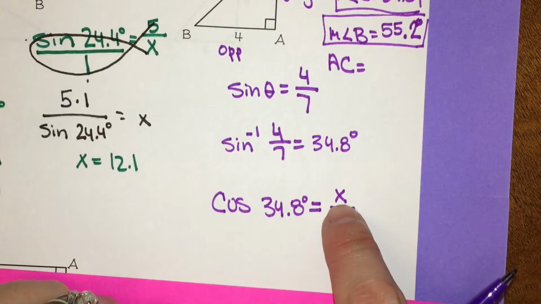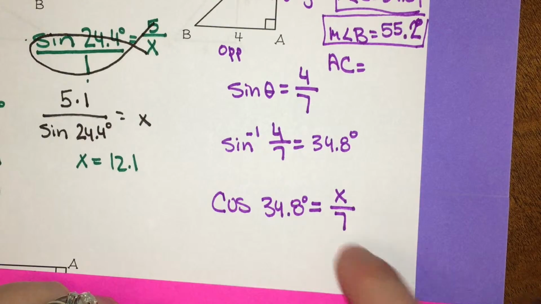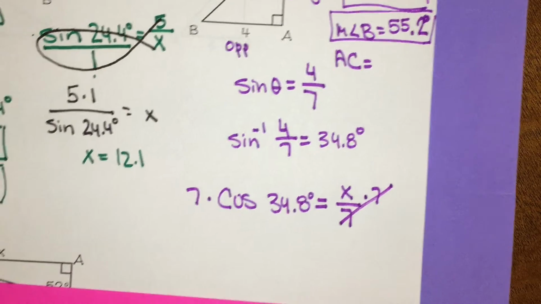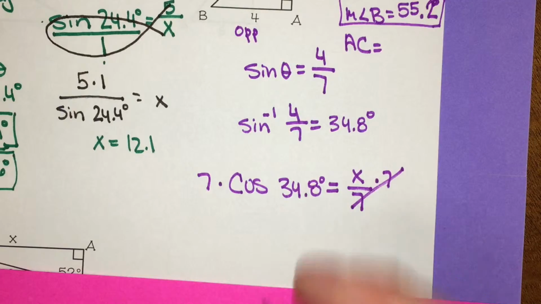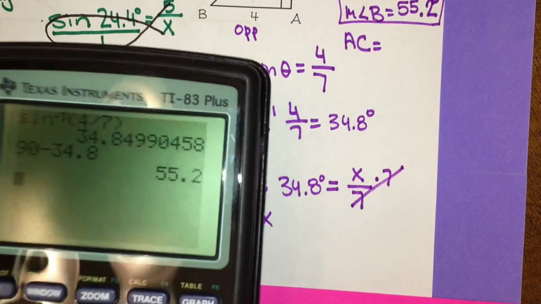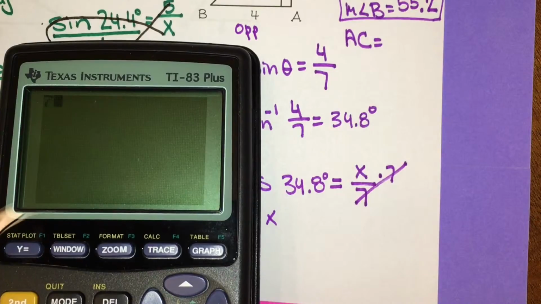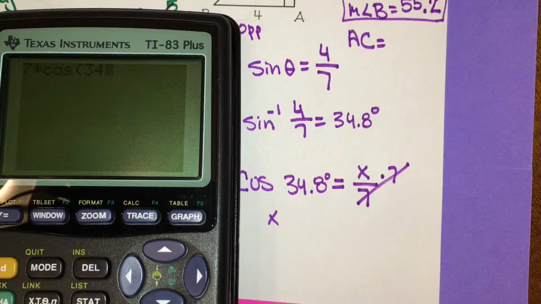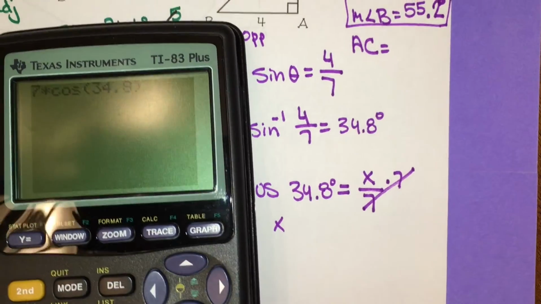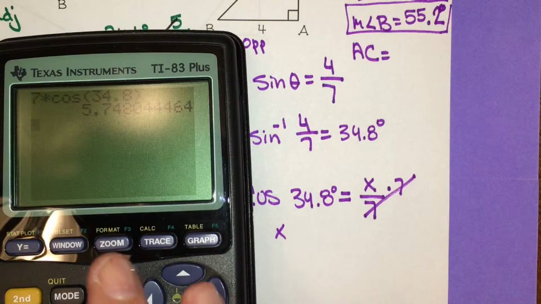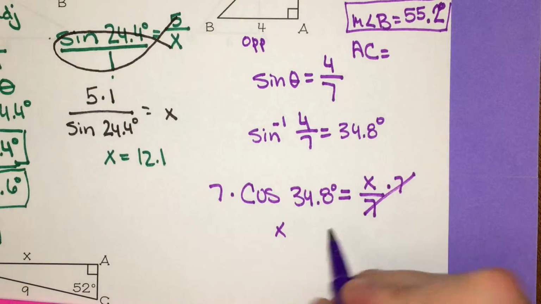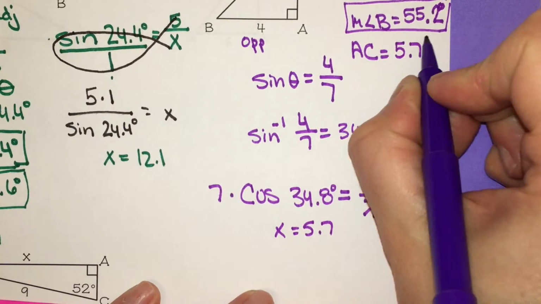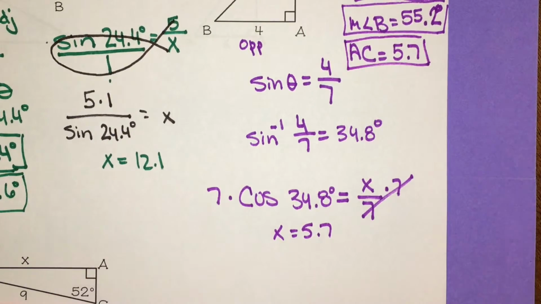Okay, this one's easy to solve for x. I have to get rid of the divided by 7 by multiplying both sides times 7. 7 divided by 7 is 1. So all I have to do in my calculator is 7 times the cosine of 34.8. And that gives me 5.7 if I round. Meaning side AC has a length of 5.7. All right, so those ones were pretty easy.